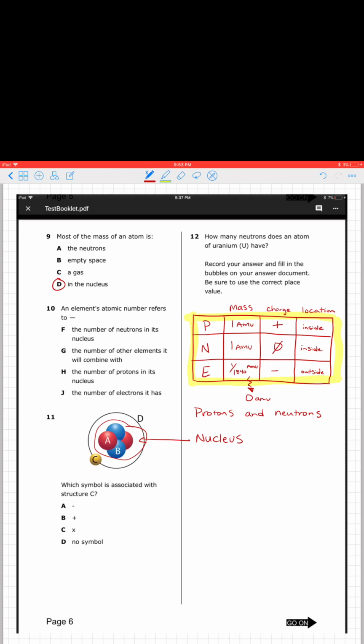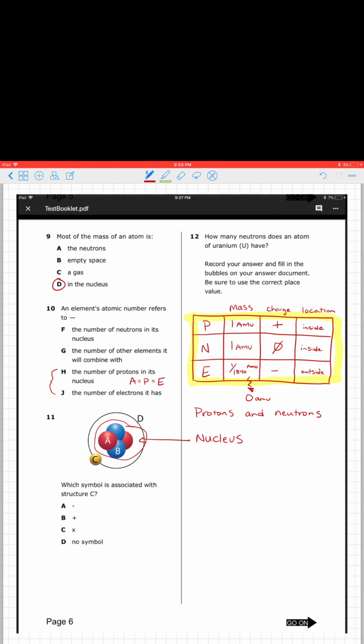Same thing here, so number 10, it says an element's atomic number refers to... everybody really picked between H and J. And that's good because both of those follow 8-man. And so we know that the atomic number equals the number of protons, which equals the number of electrons.